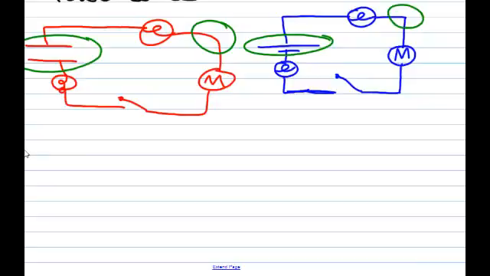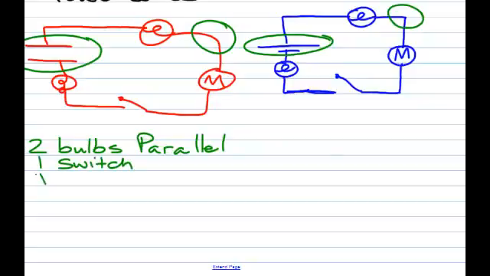Now, let's do one more. Okay, so I want a circuit with 2 bulbs parallel. And 1 switch. And a power source. Now, even though I might not tell you to put a power source, you always have to assume there's got to be a power source in there, right? Otherwise it wouldn't work. So build a circuit with 2 bulbs in parallel and a switch.